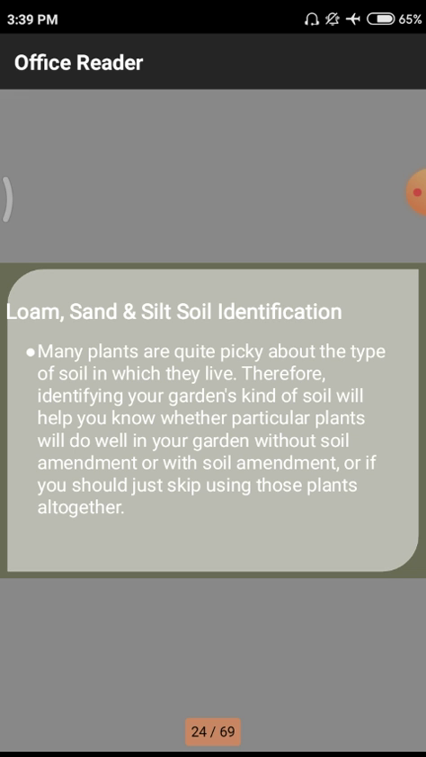Therefore, identification of your garden's kind of soil will help you to know whether the particular plants will do well in your garden without soil.